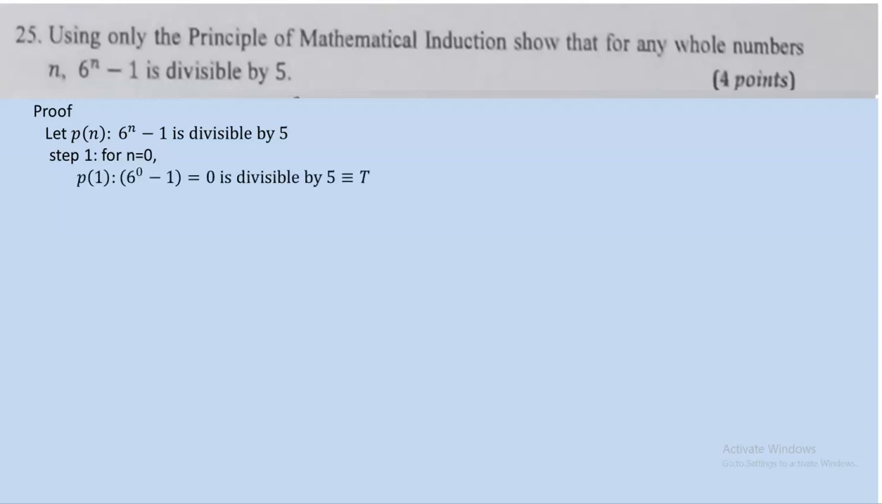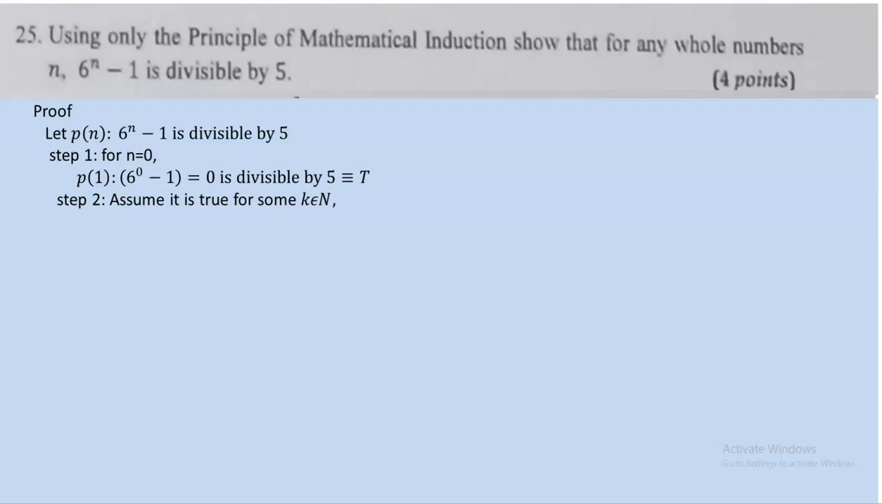When you put 0 there, it will be 6 to the power of 0 minus 1. And we know that 6 to the power of 0 minus 1 is 0. And 0 is divisible by 5 because 0 divided by 5 makes 0. So it's true. If this is true, we need to proceed. Now comes step 2. We have to assume that this is true for a certain natural number k.